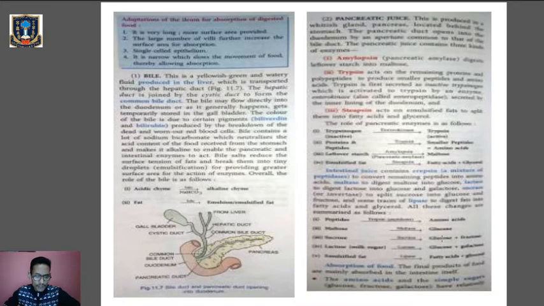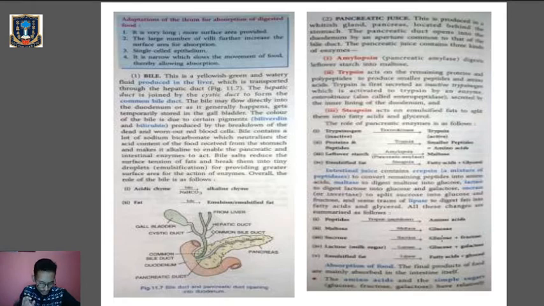Now, bile is a yellowish green and watery fluid produced in the liver. Remember that bile is produced in the liver, and after its production, it is transported through the hepatic duct. The hepatic duct is connected to the cystic duct by the help of the common bile duct. So we are saying that bile is produced in the liver. After its production, it is transported by the help of the hepatic duct. Clear? And the hepatic duct is connected to the cystic duct to form the common bile duct.